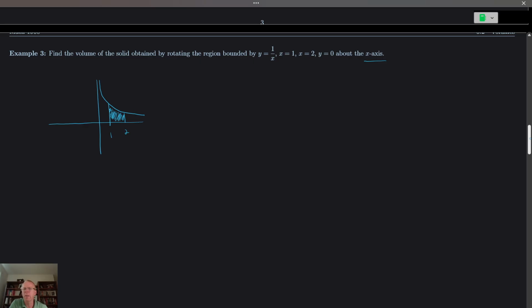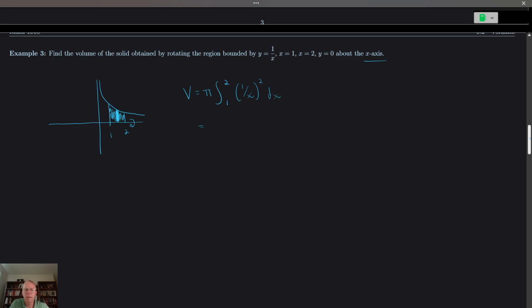So now our cross-section goes perpendicular to the axis of rotation, like that. And so now what is the distance of this radius? So we're rotating around the x-axis like this. When we rotate this around, what is that distance there? It's just going to be 1 over x, whatever x is. So our volume equals pi, integrating from 1 to 2, 1 over x squared dx.